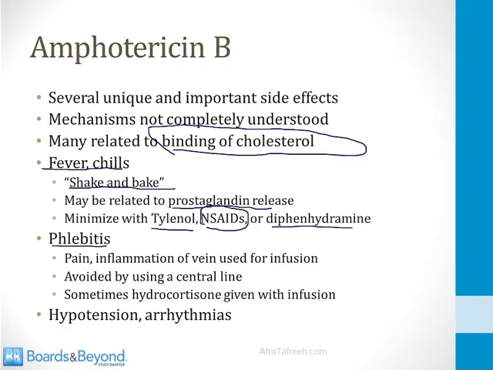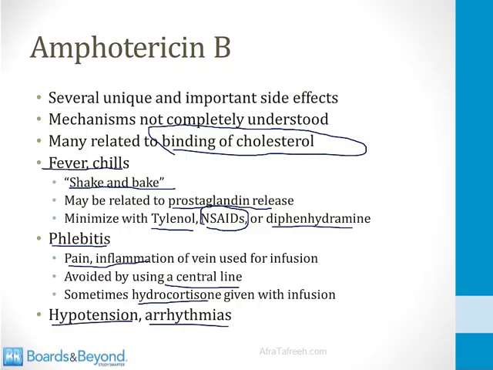Phlebitis is inflammation of a vein. It's going to present as pain and inflammation of a vein used for infusion. This is much more common when a small peripheral vein is used. You can generally avoid this by using a central line. Sometimes hydrocortisone is given together with the infusion to decrease the chance of phlebitis.